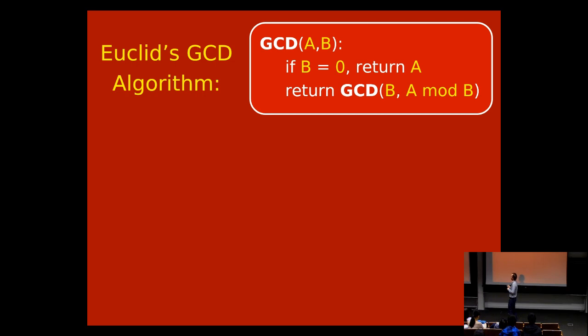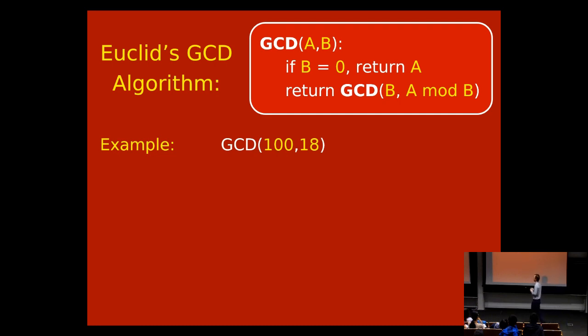If you're computing the GCD of A and B, just assume that A is bigger than B. If not, you can switch them. If B is 0, then we're done. The answer of GCD of A and 0 is A. Otherwise, we'll do GCD of B and A mod B. And A mod B is legal because B is not 0.